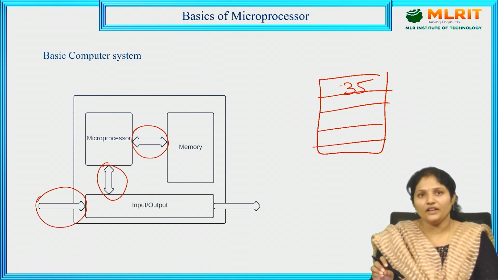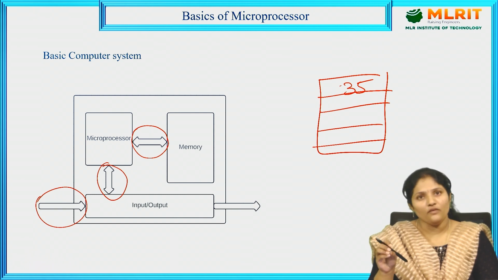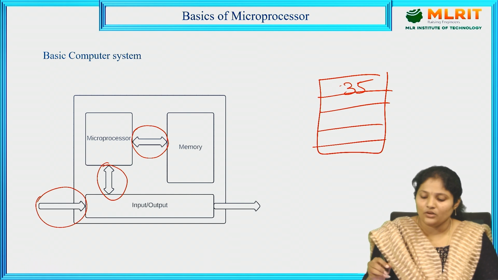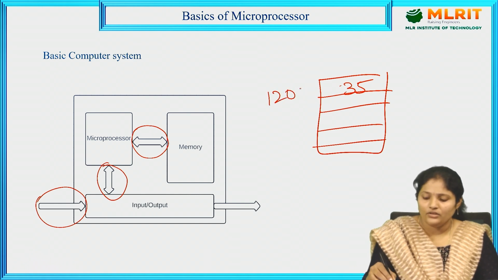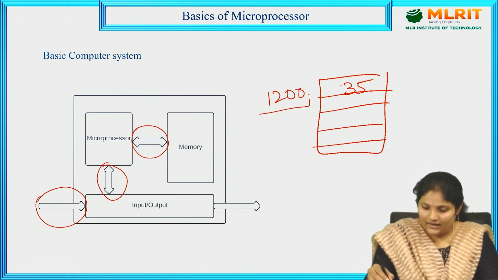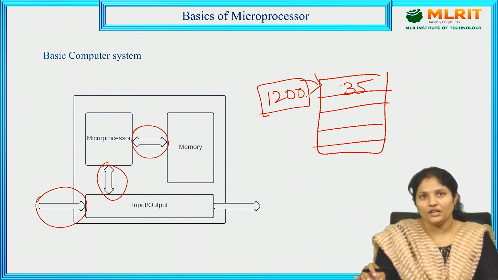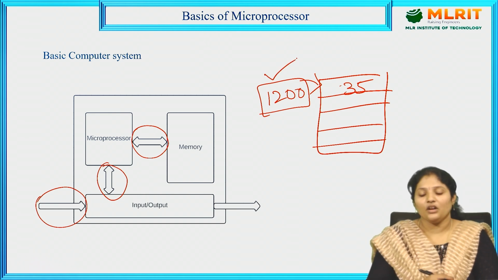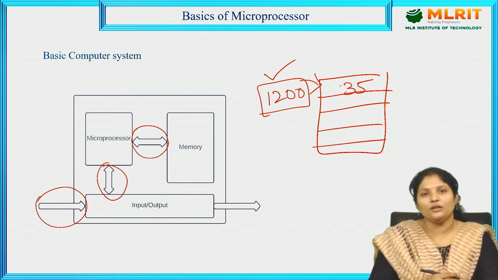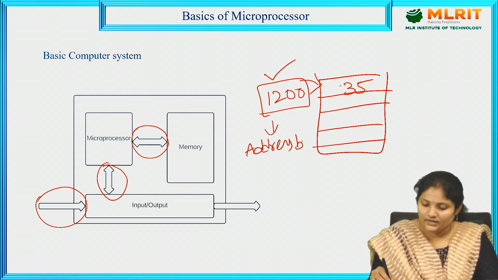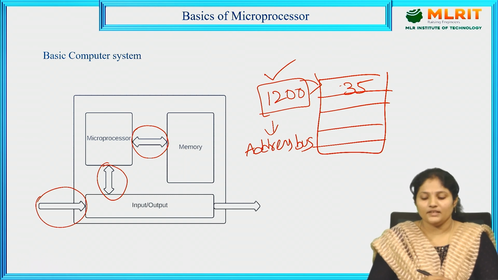So to identify each location, memory should always carry a unique address for each location. Suppose let us consider this location is having the address of 1200. So this is the address of a particular memory. To fetch the data from one particular memory location, the microprocessor needs to have this particular address. So how will this address be carried to the microprocessor? Yes, this address will be carried to the microprocessor using the address bus. That is the necessity of the address bus.